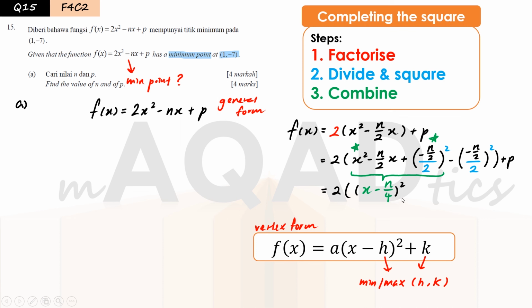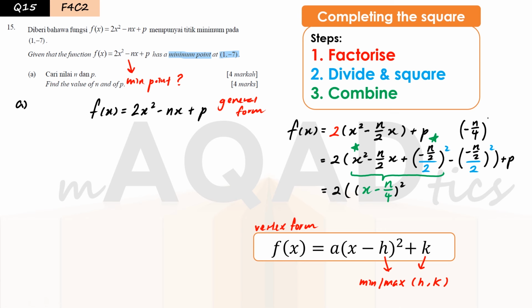So until this part, we have actually used the completing the square method already. So the rest of the steps here is just to simplify the equation. Alright, so for example for this one, let us simplify it. So negative n over 2 over 2 here would be negative n over 4. Alright, inside the bracket.